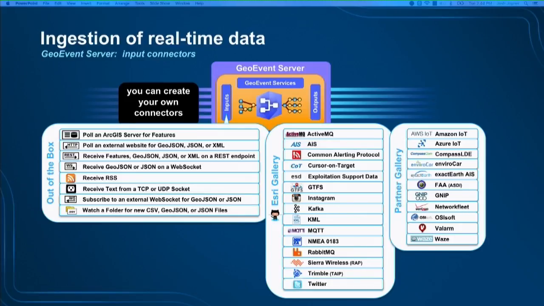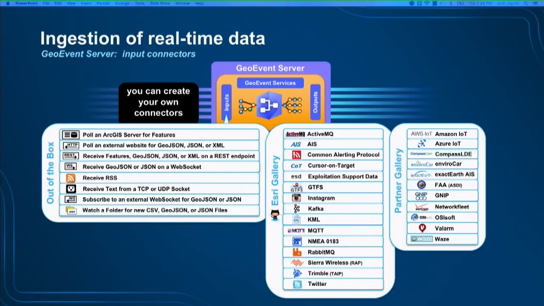These are typically more open source or organizations that have exposed their API, and these are connectors that we've built in conjunction with those groups. The final section over here is our partner gallery. These are ones that have been built specifically by Esri partners that allow us to connect to very specific data feeds. So these are things like Exact Earth if you're tracking ship data, or Waze or Velodyne if you're wanting to connect to some of those different sensor feeds.